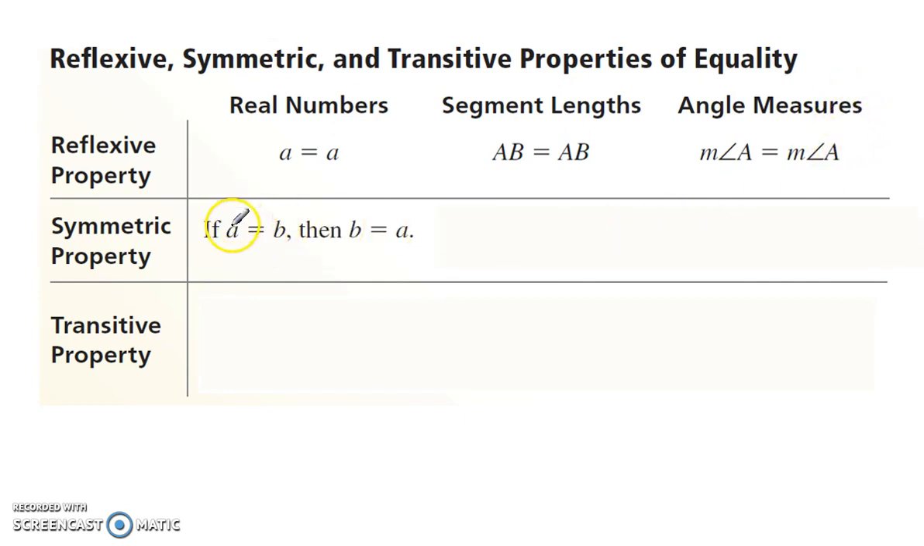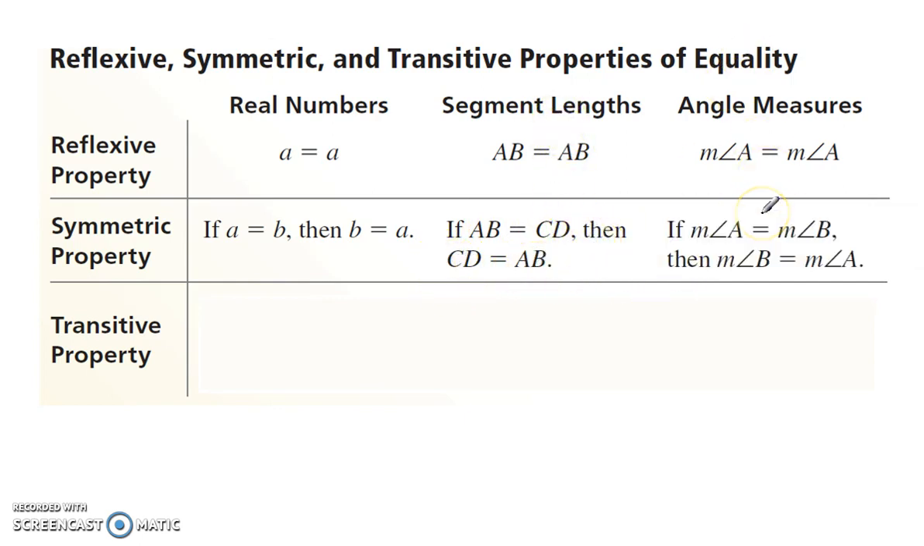Symmetric property, symmetric is when we flip it around. So if A equals B, then B equals A. If AB equals CD for segment lengths, then CD equals AB, and angle measures work the same way. Just flip them around. Transitive property, this is kind of like the law of syllogism.